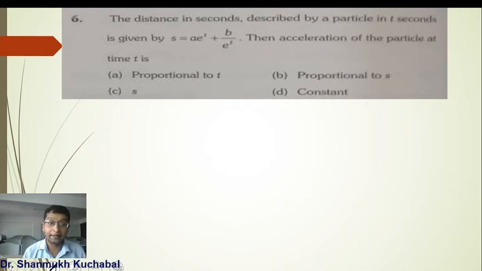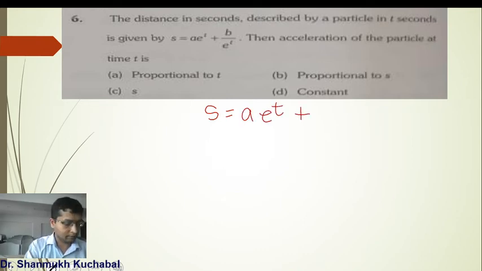So it is given that the distance in seconds described by a particle in t seconds is given by the formula S equal to a into e raised to t plus b by e raised to t. Then the acceleration of the particle at time t is what? So we have to differentiate this one, acceleration. So 2 times we have to differentiate.